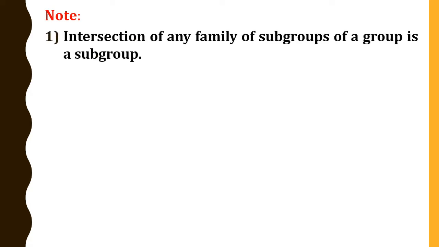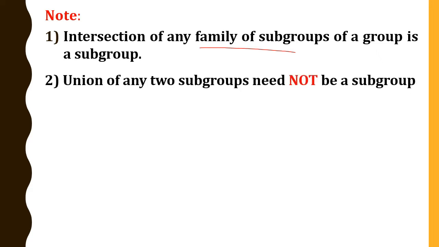Now we note a few points. First point is that intersection of any family of subgroups of a group is also a subgroup. In the theorem we have considered only two subgroups, but if you consider any number of subgroups, again their intersection is also a subgroup of that group. And the second point is union of any two subgroups need not be a subgroup. It may be a subgroup or need not be a subgroup.